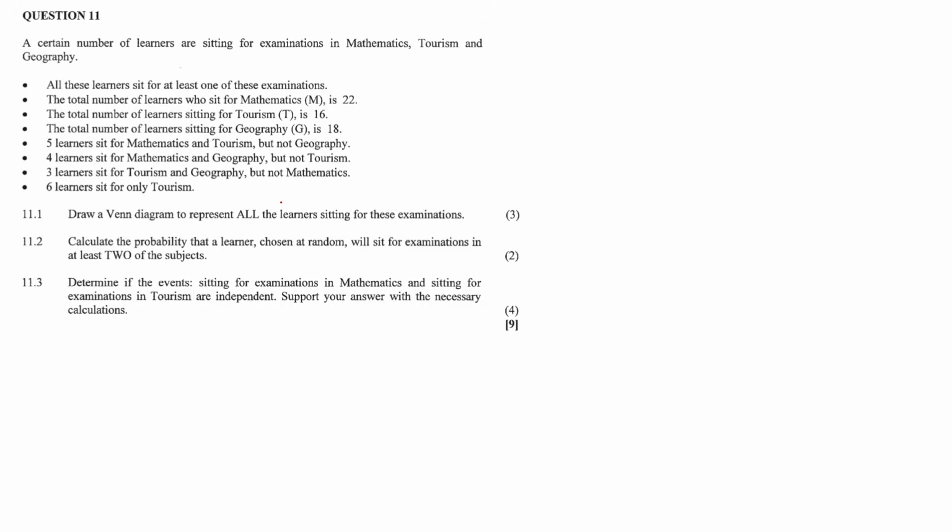Hi guys, today we're going to be looking at a Venn diagram question. A certain number of learners are sitting for examinations in mathematics, tourism, and geography. All these learners sit for at least one of these examinations.